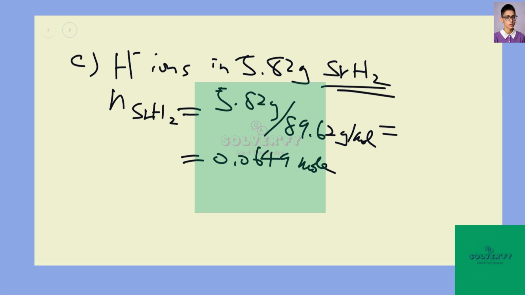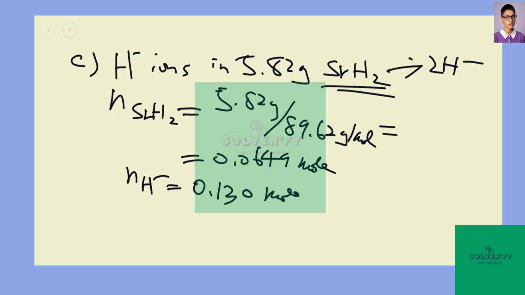Okay, so how about the number of moles of hydride ions? For each of the molecules, we have 2 hydride ions. So we just multiply the number of moles by 2, and then we should be able to find it as 0.0649 times 2, 0.1298. But we are going to round up to 0.130 moles.